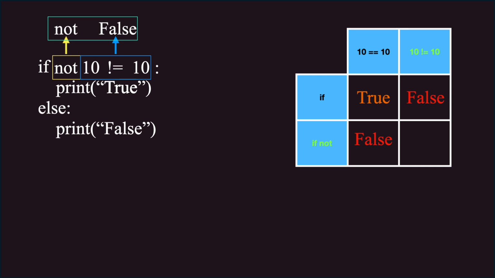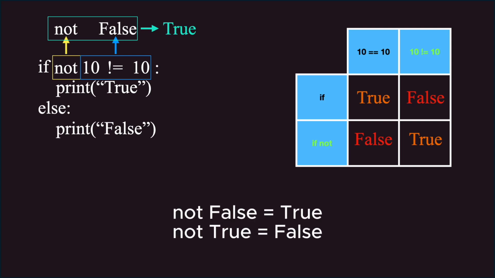So essentially in our if statement, we have not false. Now if something is not false, then it must be true. And since our if statement is true, true gets printed. So an easier way to explain it, I guess, would be that not basically returns the opposite. Not false returns true, and not true returns false.